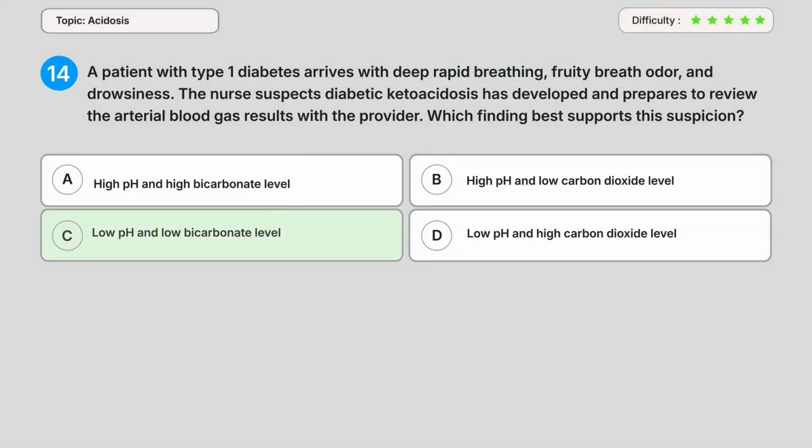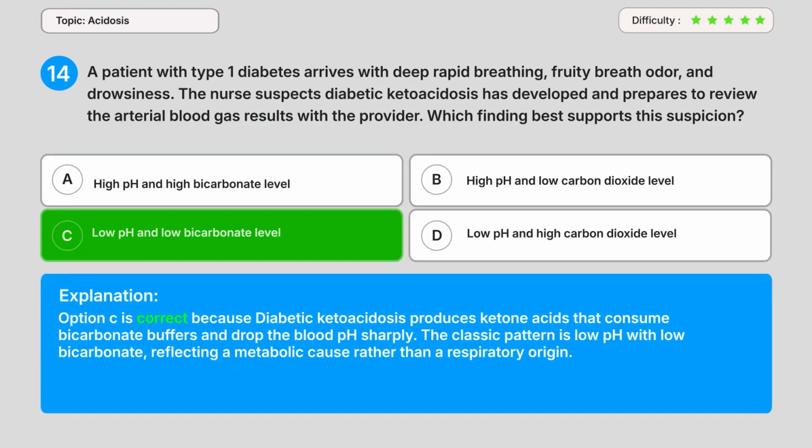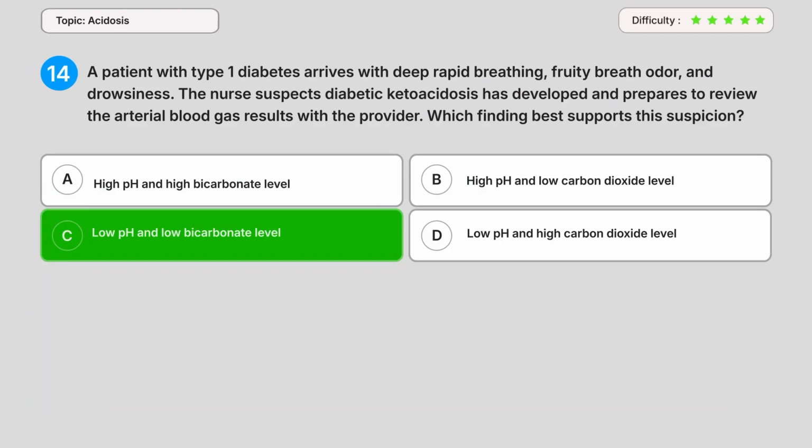Correct answer: C. Low pH and low bicarbonate level. Diabetic ketoacidosis produces ketone acids that consume bicarbonate buffers and drop the blood pH sharply. The classic pattern is low pH with low bicarbonate, reflecting a metabolic cause rather than a respiratory origin.